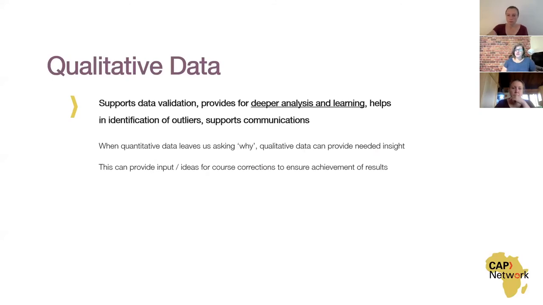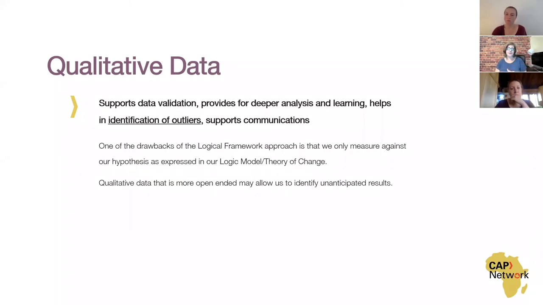It also provides opportunity for this deeper analysis and learning, because if you're, say, falling short of a target, you're going to need to talk to your stakeholders to find out why, right? The numbers will tell you you're falling short, but in order to understand what you need to do differently, or even if something needs to be changed, you need to have input from the stakeholders that are involved in that aspect of the project. It also allows you to identify outliers or unanticipated results of the program, both positive and negative, that you may want to start tracking or start thinking about as you proceed with project implementation.